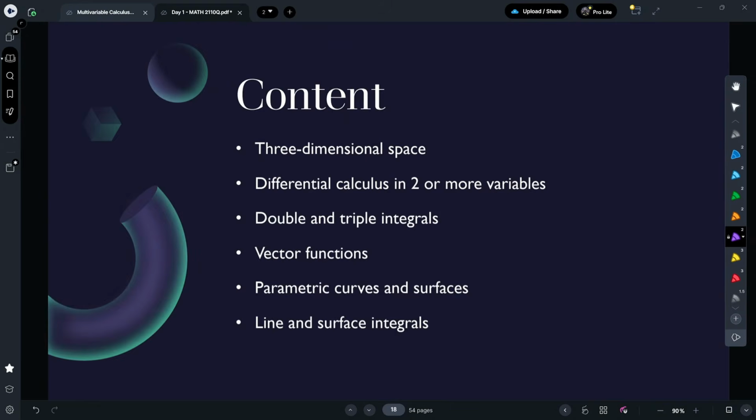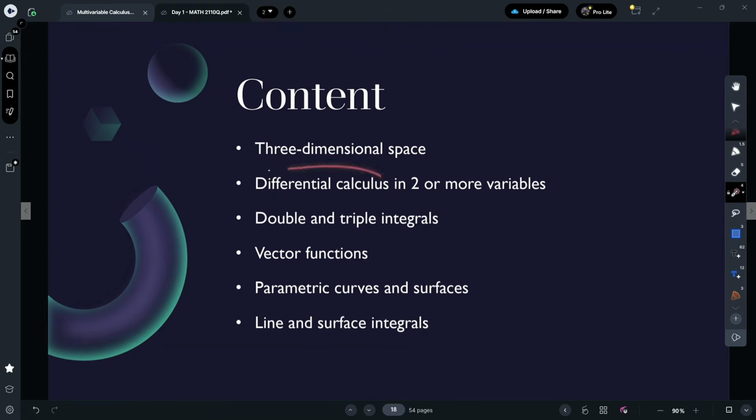So in this class, as I said, we're going to start by trying to understand how to work with three-dimensional space. Ideally, and in many cases, all of what I'm going to say extends to more variables than three. But just to fix ideas, we're going to mostly work in 3 dimensions.